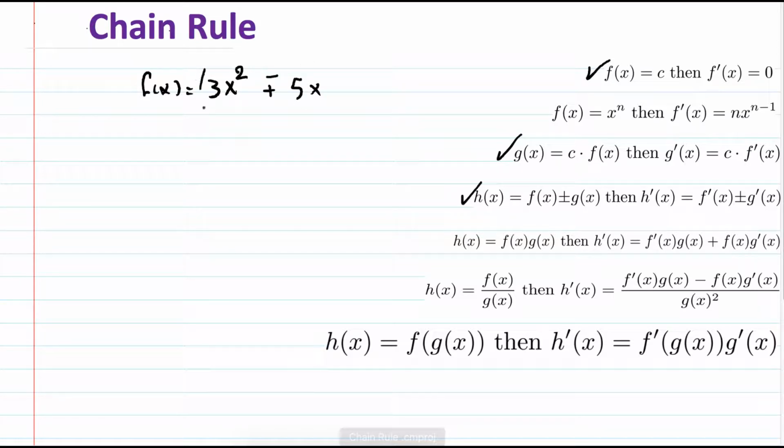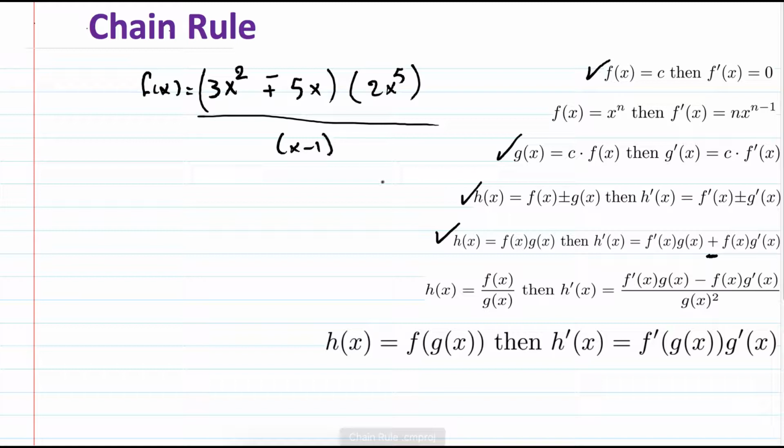Okay, you know what to do if I have everything multiplied by 2x to the 5. If I have two functions multiplied by each other, that will be rule number 5. You'll find the derivative of the first function multiplied by the second plus the derivative of the second function multiplied by the first. Okay, you know what to do if I have everything that I have right here over x minus 1. That will be rule number 6. You will use this rule that I have right here, f prime of x times g of x minus f of x times g prime of x over g of x squared.